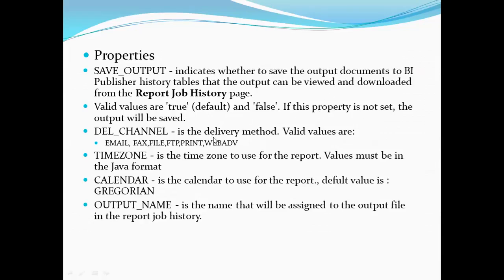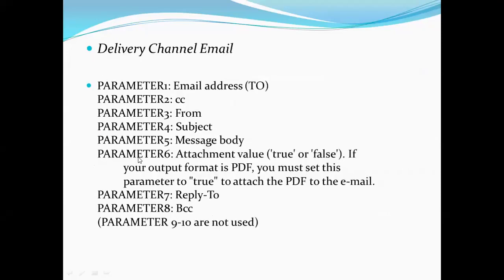Okay. Delivery channel is a delivery method. The valid values are email, fax, file, FTP, print, and WebDAV. These are the delivery channels you can use. In Oracle EBS, I guess, as per my knowledge, you can use email and FTP. Fax is also available, I'm not sure. Here, Oracle came up with WebDAV, print, FTP, file, fax, email, and UCM. This is the time zone, you can set it. Calendar. Output name is the name that will be assigned to the output file in the report job history. Okay, I will show you all these properties when you schedule a job.